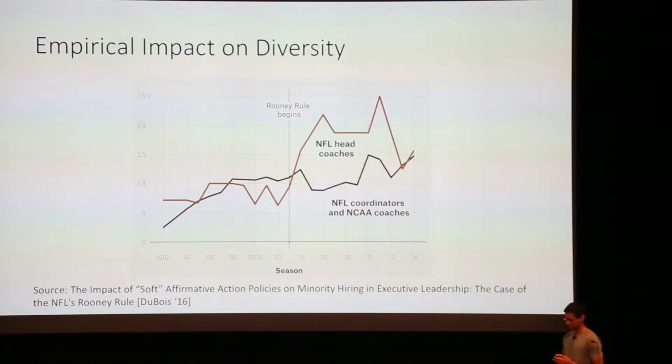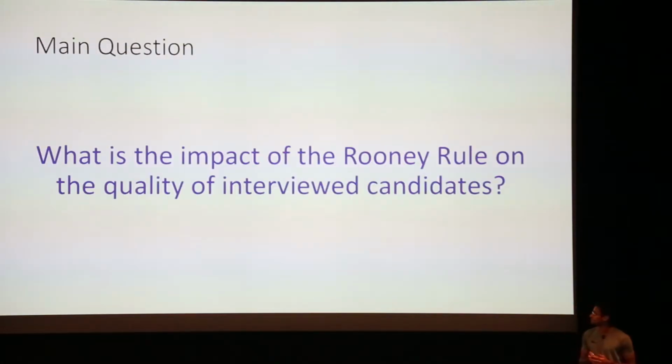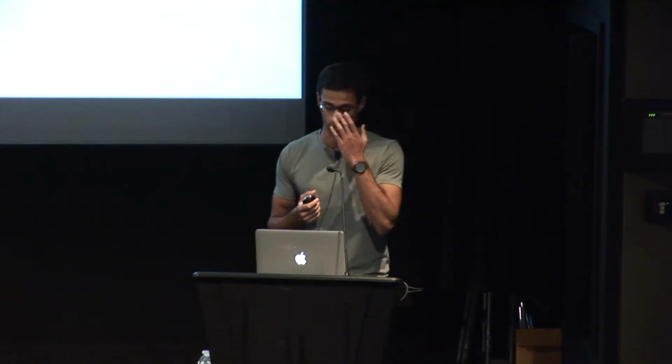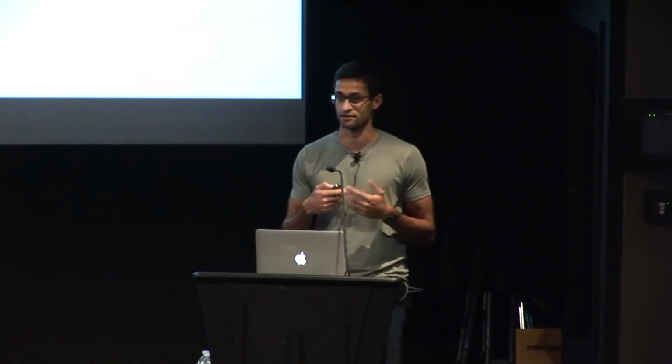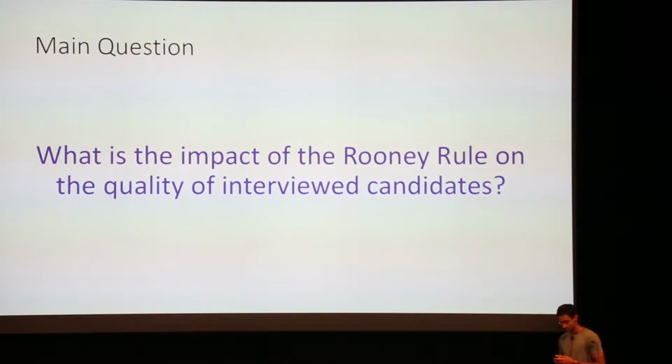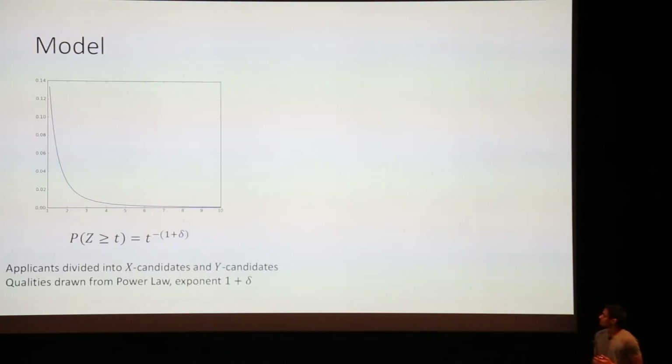What I'm going to be focusing on instead is the effect that the Rooney Rule has on the quality of the interviewed candidates. Okay, so in this world where you have implicit bias, which is some departure from the optimal action of hiring or interviewing the best people, the question is, can the Rooney Rule actually reverse this and get you to interview better candidates? Okay, so in order to analyze this, I'm going to need to throw a model at you.